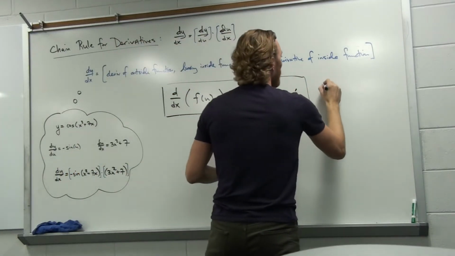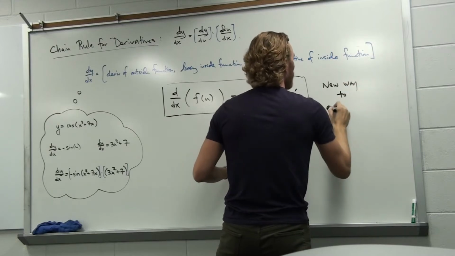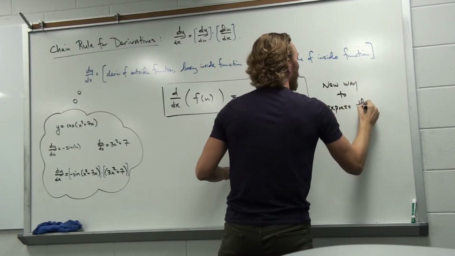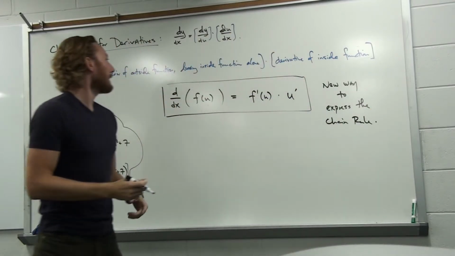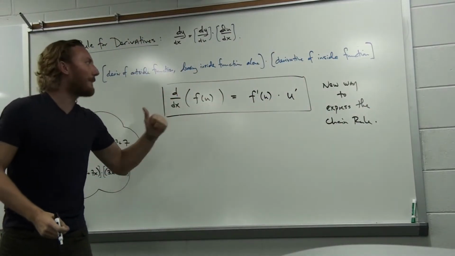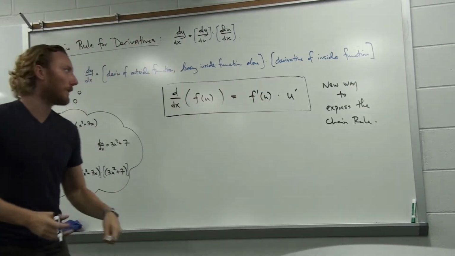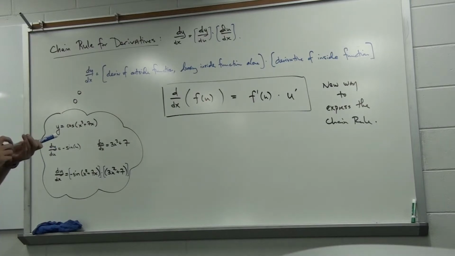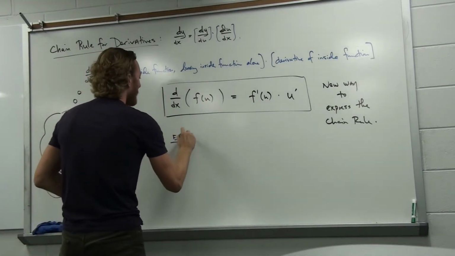So here is a new way to express the chain rule. Look at your original function as f of u. First take the derivative of what's on the outside, leaving the u alone, then take the derivative of what's inside. Let's do an example to see this new idea in action.